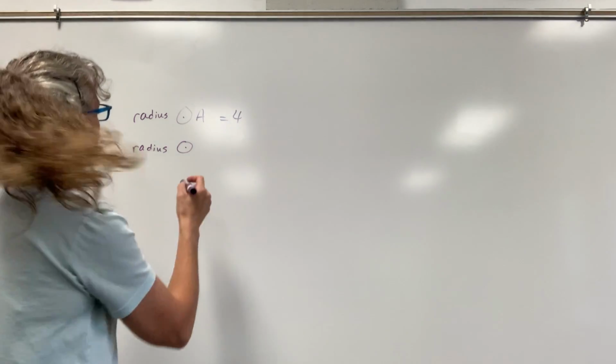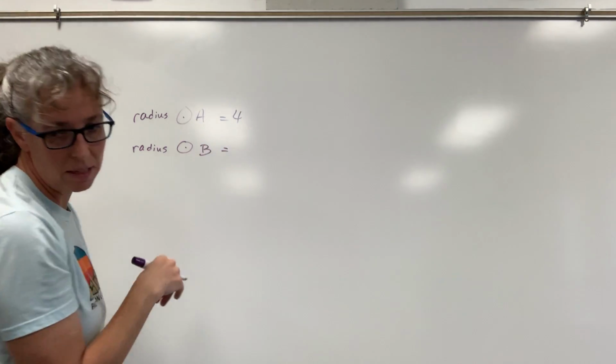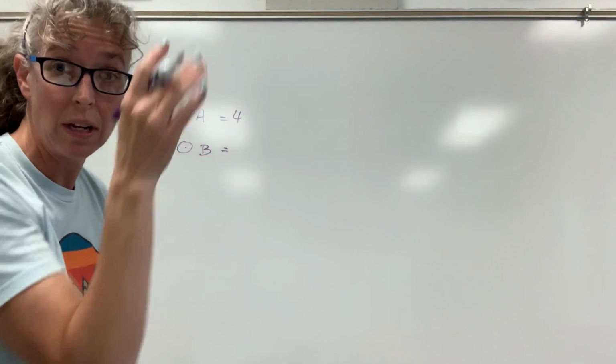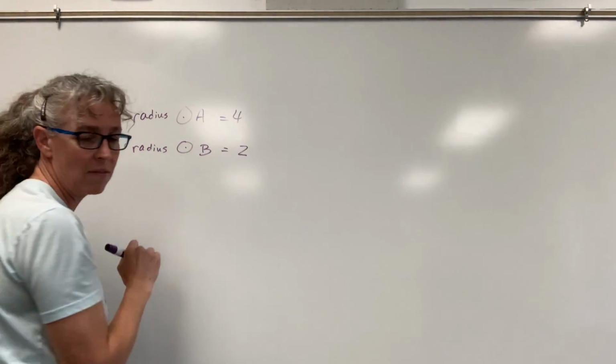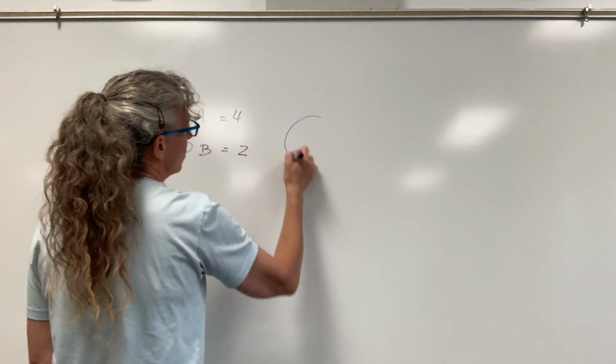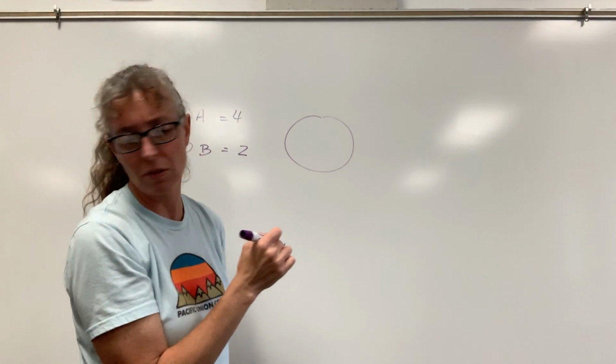What is B? Circle B is, let me count there on my graph, I can see where the middle is, and it looks like it goes 2 over to get to the edge, so the radius of that one is 2. The point of tangency is where, let's see, my circles look like this.